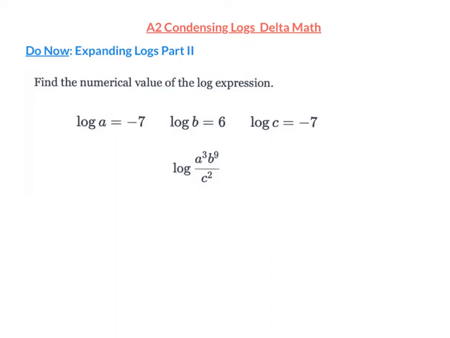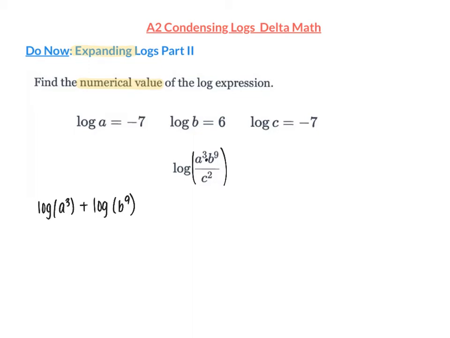So if you read this first example, it says find the numerical value of the log expression. So here's the log expression, and here are the values that they give you. In order to find this numerical value, we're going to have to use some expanding. So let's just take a look at what we have. We have log of a to the third times b to the ninth over c squared. So we're clearly multiplying between the a to the third and the b to the ninth. So what we'll do first is expand that using addition. So remember, it's log of a to the third plus log of b to the ninth.